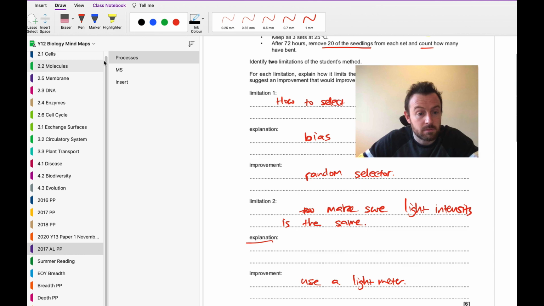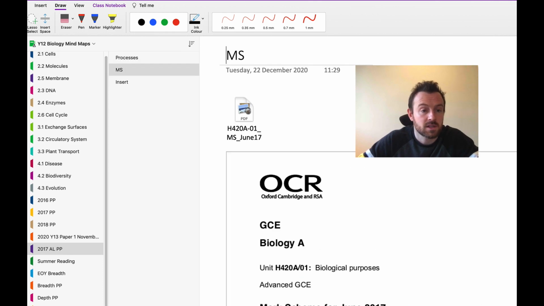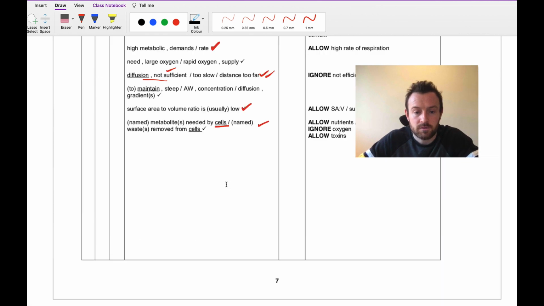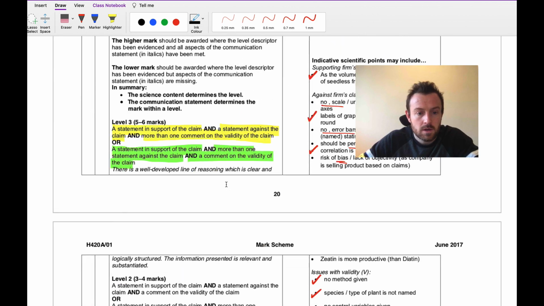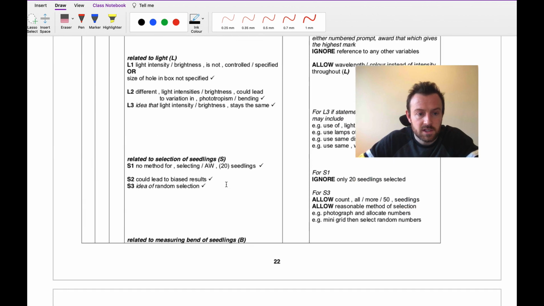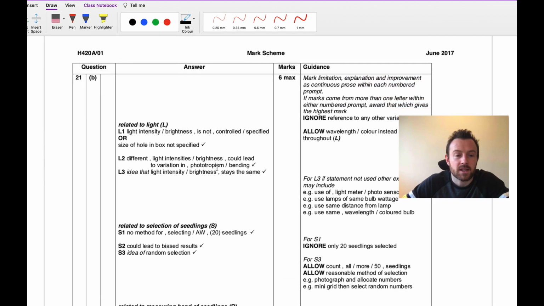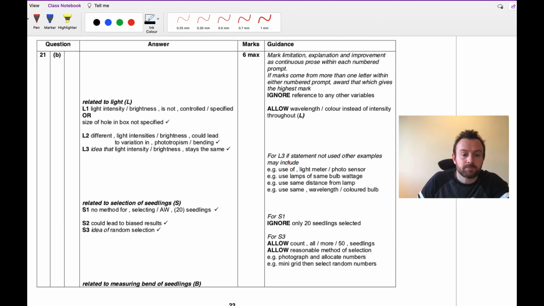So there's lots of things that could be improved on in this method, and I'm sure there's going to be more in the mark scheme if we have a quick look at that. So here's the mark scheme. Oops, it's jumped all the way to the top for some reason. Where's this cress seedling thing? Here, 21.